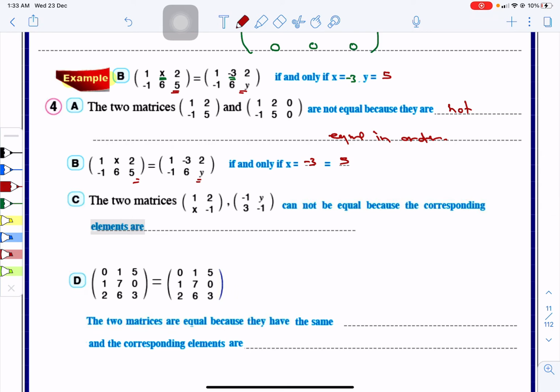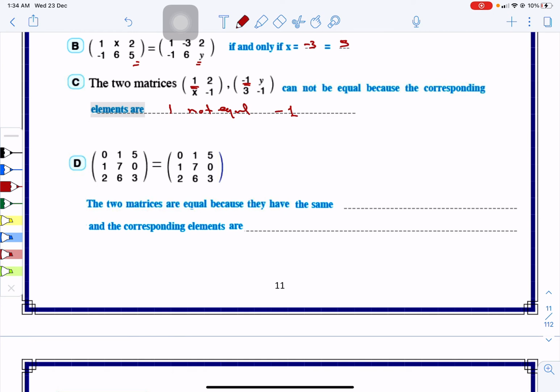The two matrices cannot be equal because the corresponding elements are not equal. The corresponding element 1 here and here is not equal to the element negative 1. Okay. Example D. The two matrices are equal because they have the same order and the corresponding elements are equal.